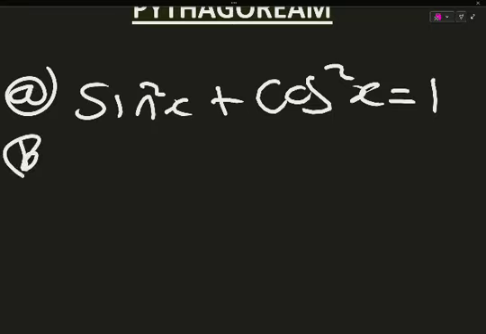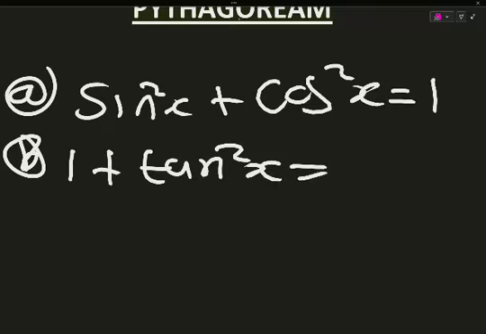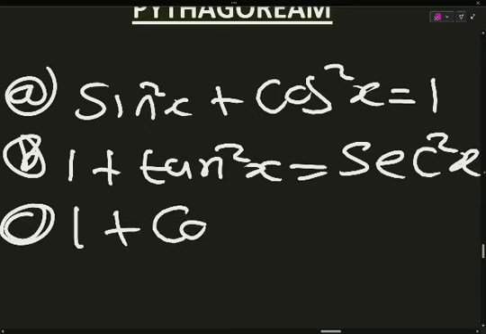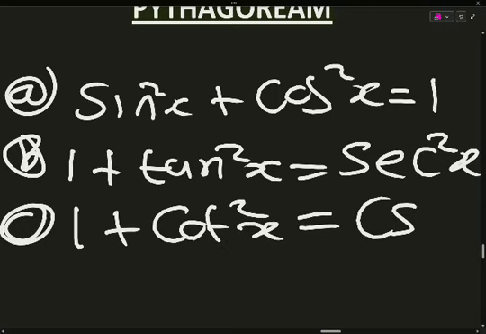Our second one is simply 1 plus tan squared x is equal to sec squared x. This is also a very important identity. And our third and final one is simply 1 plus cot squared x is equal to cosec squared x.